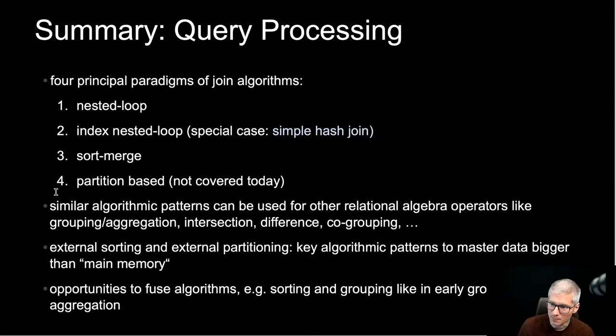Yeah, and the other important takeaway here is really it's not about just these join algorithms. These techniques can be used to implement almost all other relational algebra operators, like grouping and aggregation. I showed examples of that in pseudocode. Intersection, yeah? You intersect two relations, set intersection, just have the tuples appearing in both. Same thing for difference: remove the ones that appear on the right. Co-grouping, I showed that explicitly. It's always the same algorithmic patterns. That's a nice thing. Once you understand these algorithmic patterns, everything gets really easy.